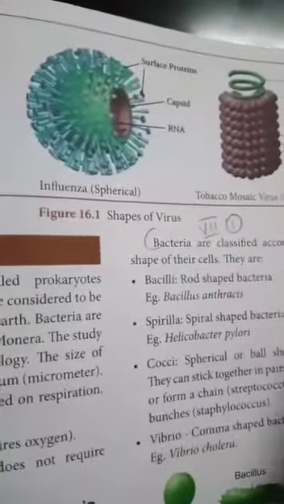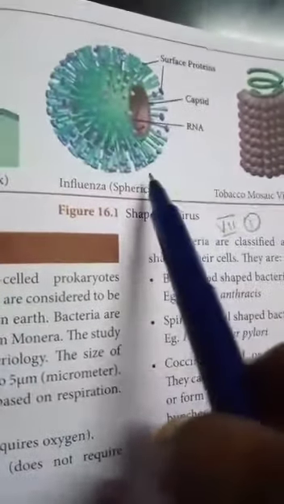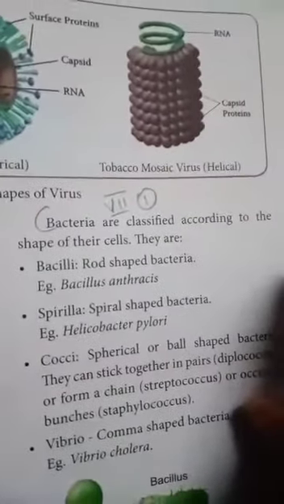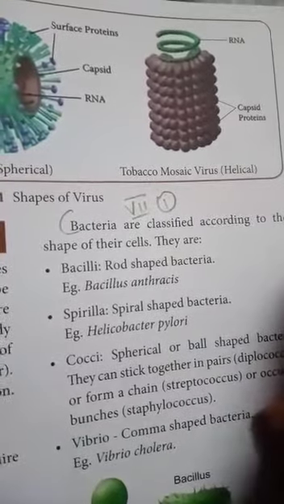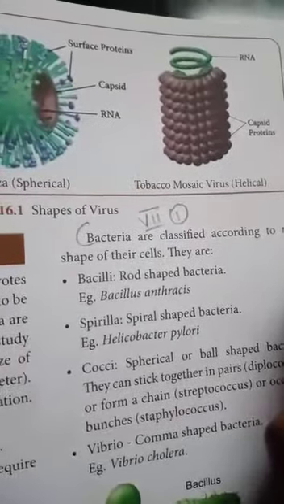A spherical shape is called influenza, and a helical shape is called tuberculosis virus. These are the shapes of virus. And now we will see the structure of virus.